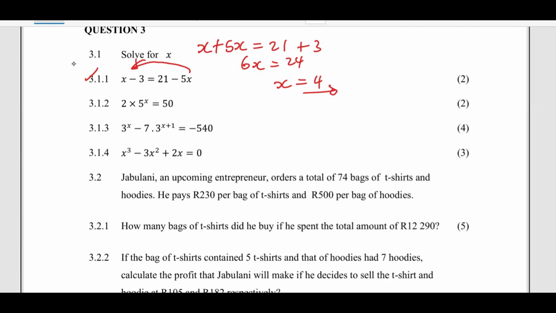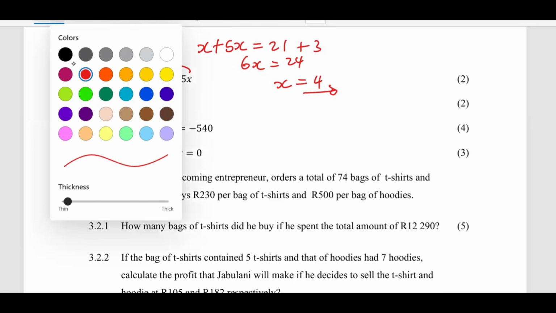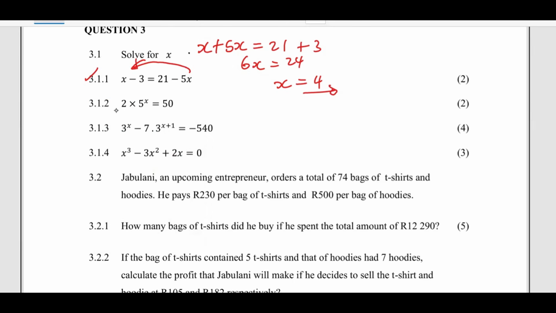Then when you look at the second one, okay, 2 times 5 to the x equals 50. Let's start by getting rid of this 2. So over 2, meaning that 5 to the x is 25. How do we write 25 as a base of 5? So 5 to the x equals 5 squared, meaning that x is a 2.